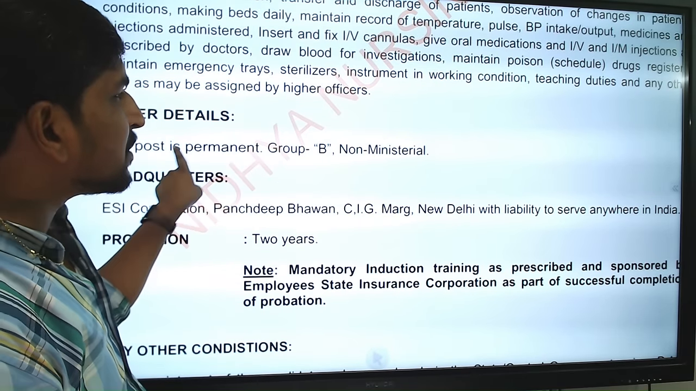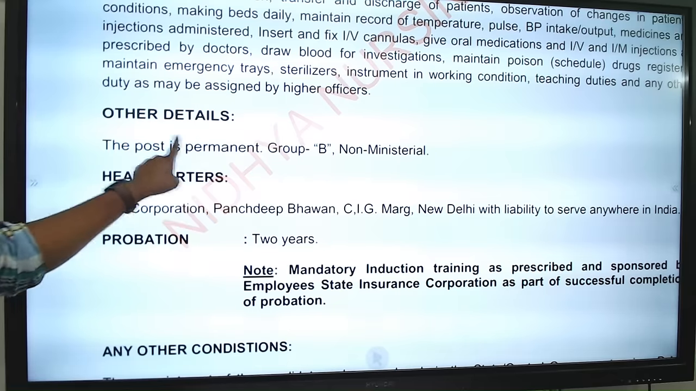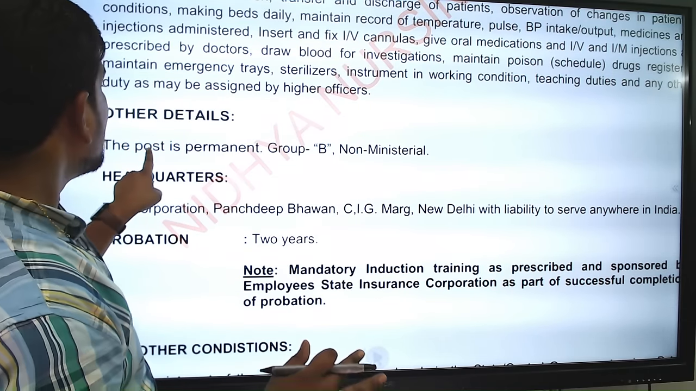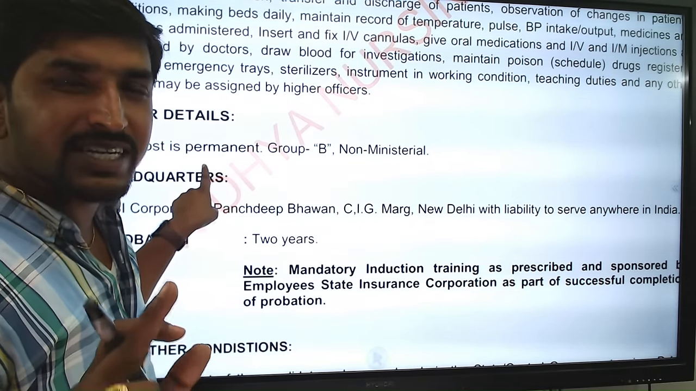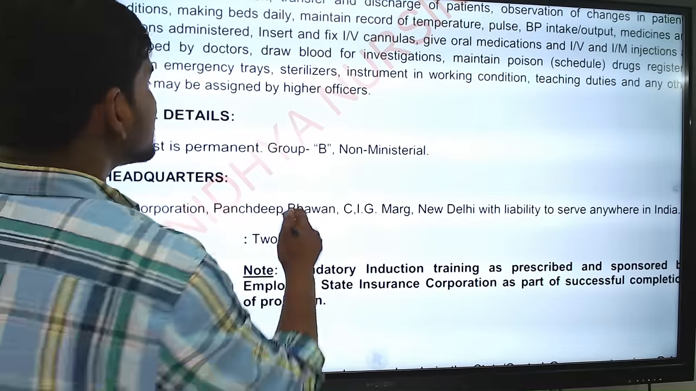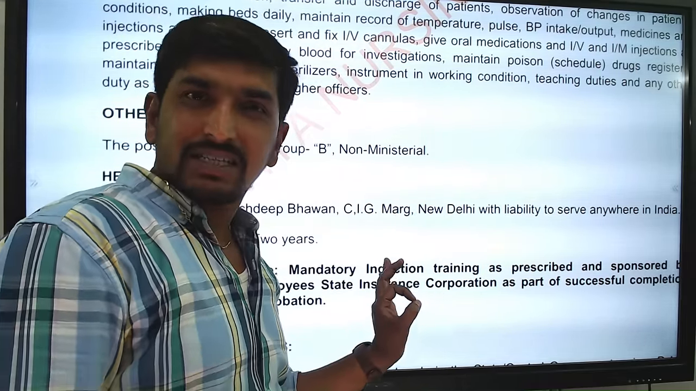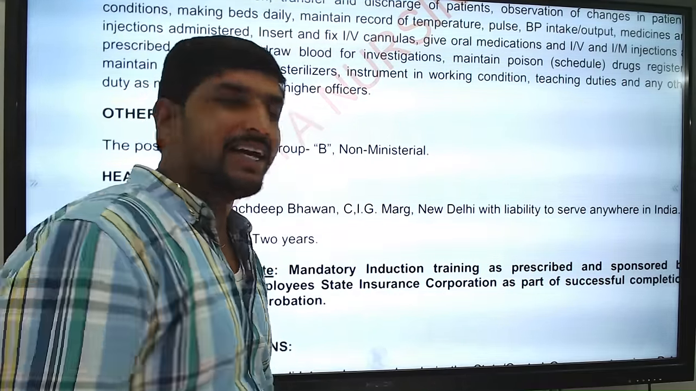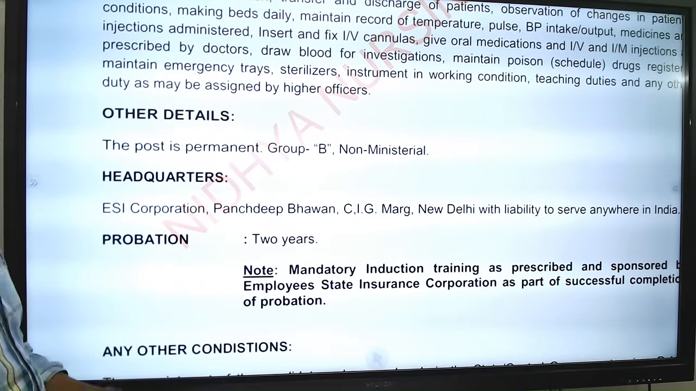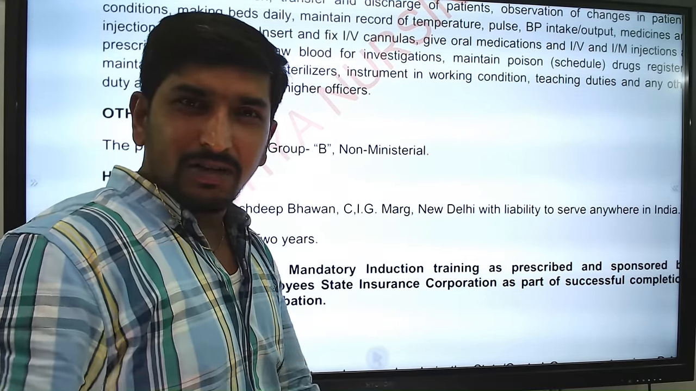Permanent Group B, that is very important. Other details: this post is permanent, it's not a contract vacancy. These are permanent vacancies. It comes under the Group B level. Group B level vacancies, right? Like NORCET, like a nursing officer in AIIMS. The job is equal to the NORCET and nursing officer AIIMS.